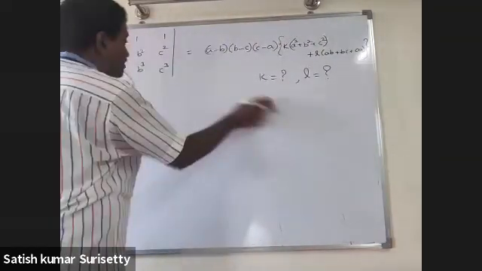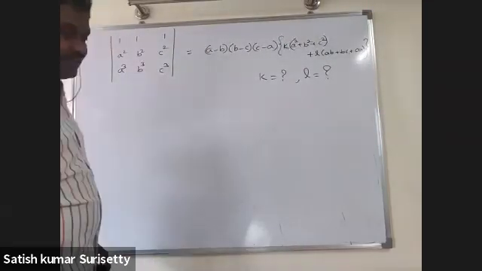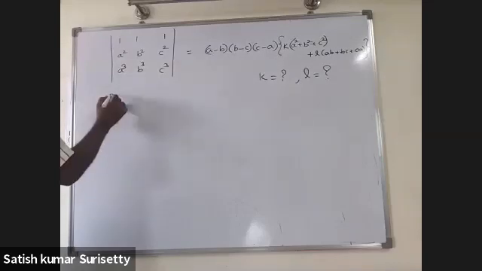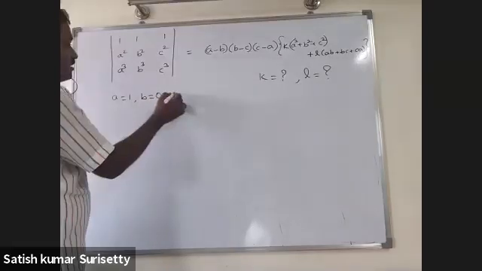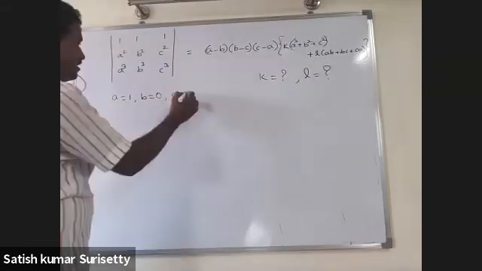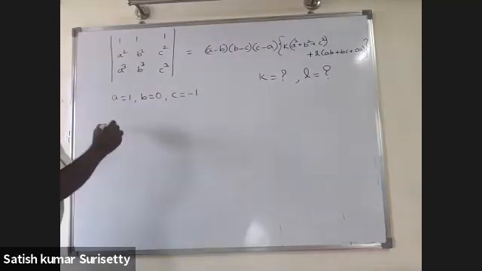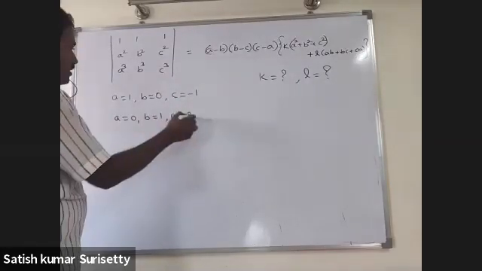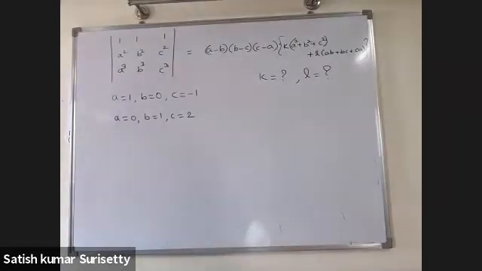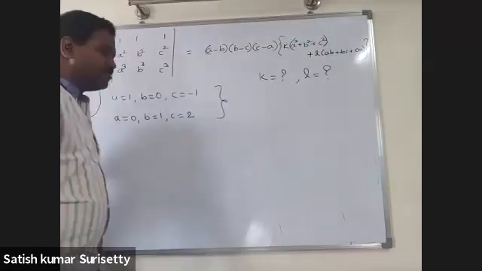Now, tell me one set of values. Again, you will take it in such a way that the right side is non-zero and the left side is also non-zero. a equal to 1, b equal to 0, c equal to 1 I cannot take, but c equal to -1 I can take. Take that and get one equation. Next, a equal to 0, b equal to 1, c equal to 2 also I think I can take. So it will not be 0. Solve the system of equations and tell me the k and l values.